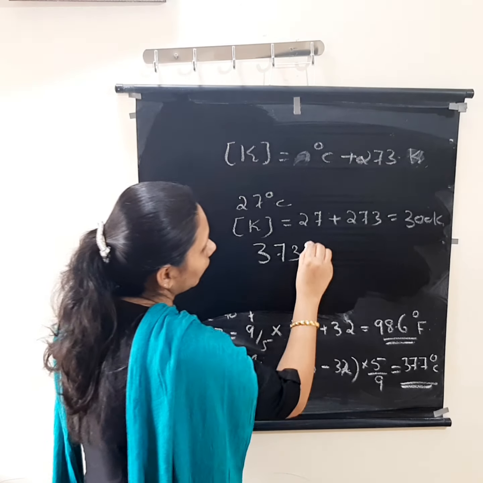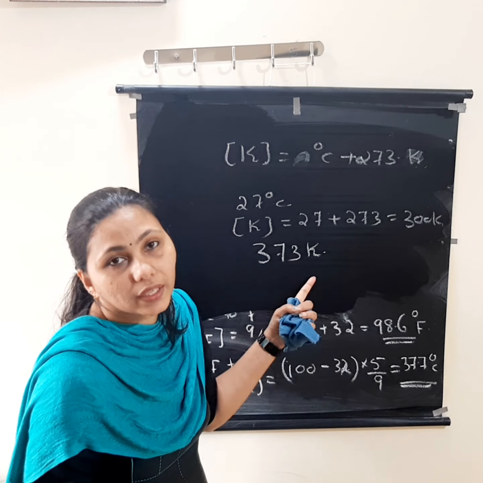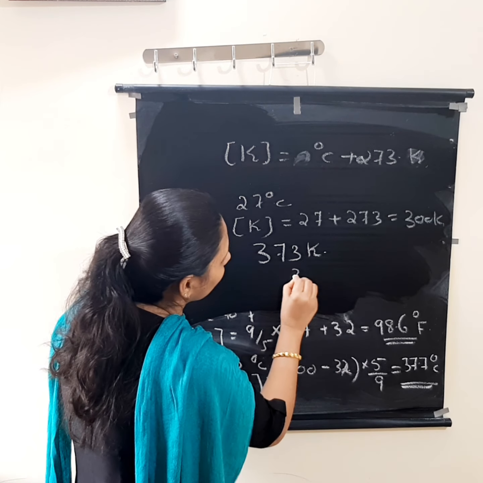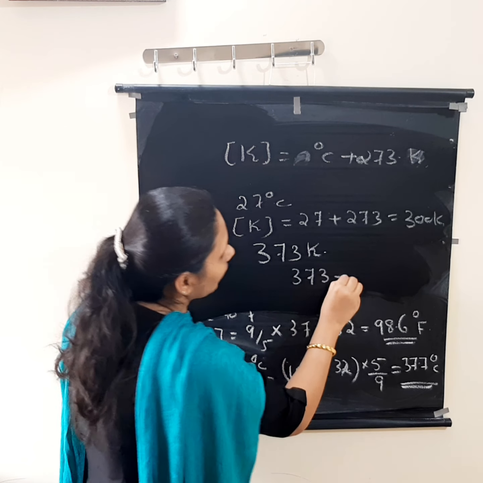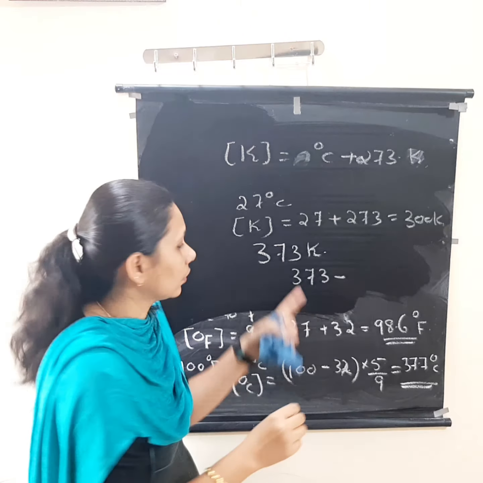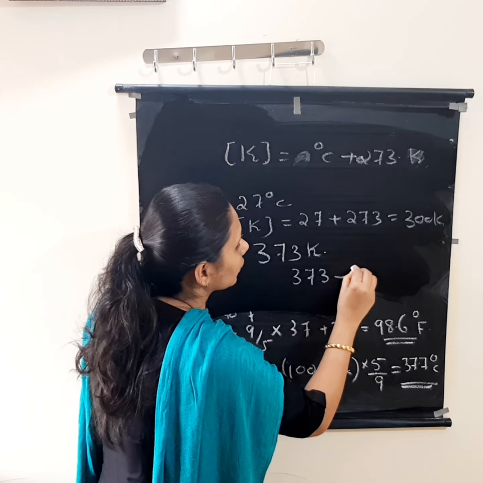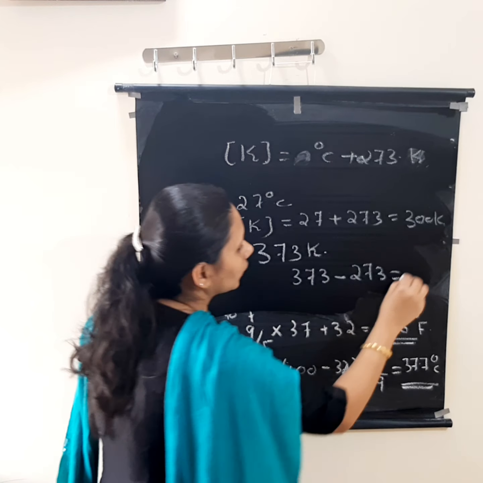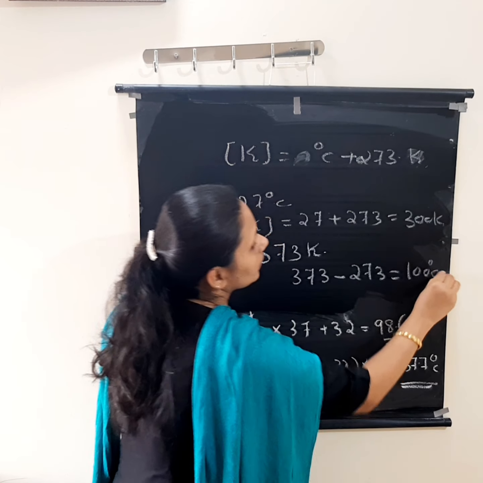For example, it is given 373 Kelvin. So how can we convert this into degree Celsius? I already told you, 373 minus 273. We subtract, then we get 100 degrees Celsius.